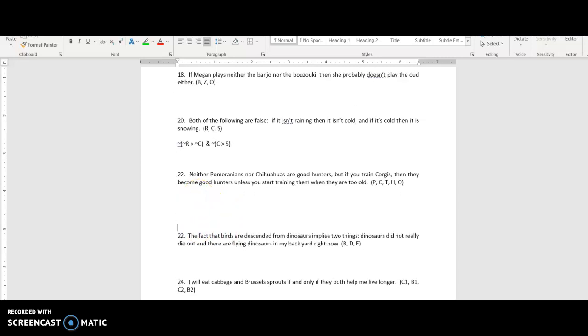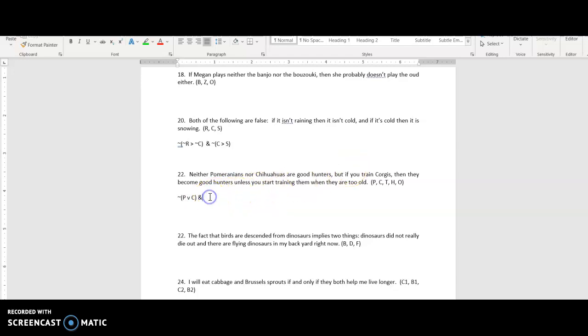Okay, let's do one or two more here. Neither Pomeranians nor Chihuahuas are good hunters, but if you train Corgis, then they become good hunters, unless you start training them when they are too old. So neither Pomeranians nor Chihuahuas are good hunters, but if you do this. So the but here is the main operator. It's, again, the conjunction. The first conjunct is the neither nor sentence. So remember, neither nor, not either or. All right, so neither Pomeranians nor Chihuahuas are good hunters, not Pomeranians or Chihuahuas, neither nor.